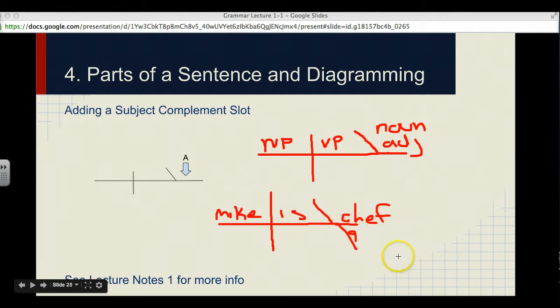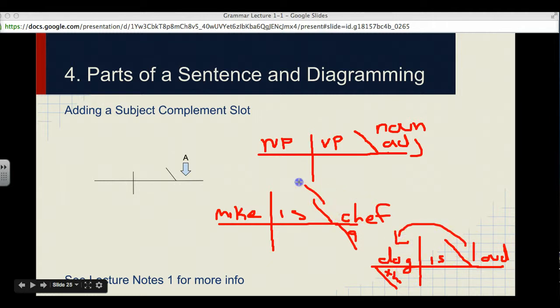Now we could also do this with an adjective in the same way. We'll go ahead and draw our sentence diagram. We'll say, the dog is loud. We use an adjective to describe the dog. So the dog is loud. Again, that's kicking back here and describing that noun phrase. And that's why this subject complement line needs to tilt back towards the noun. So that's an example of how to use a subject complement slot.